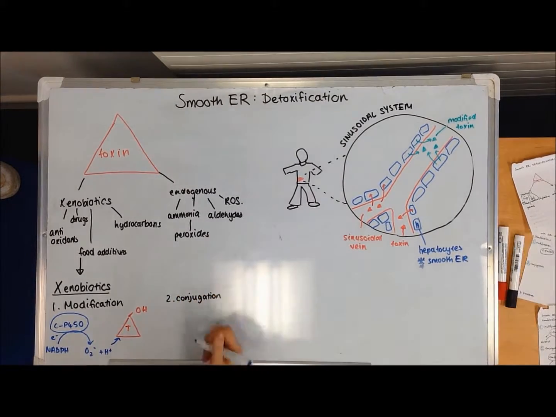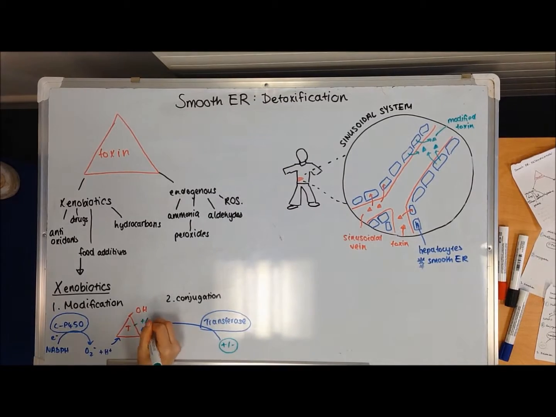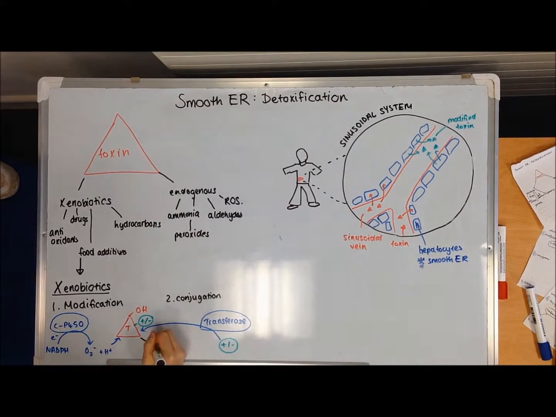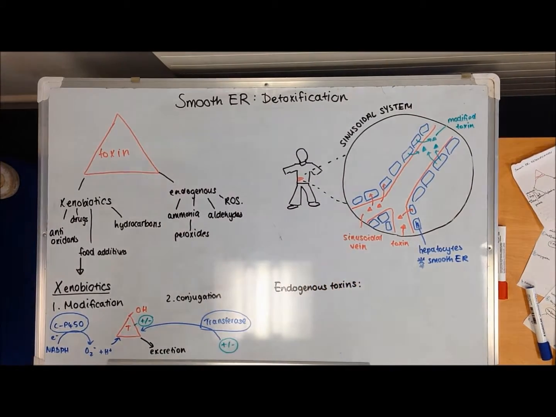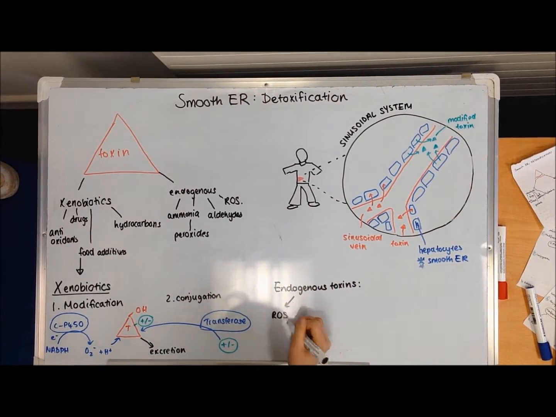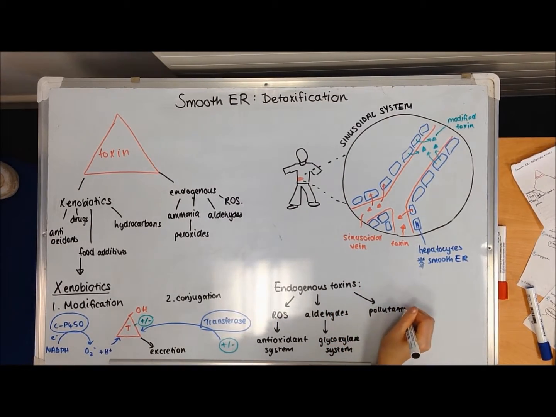Conjugation. Transferase enzymes conjugate the now lipophilic toxin with a charged species, enabling it to be targeted for cell excretion. Many different endogenous detoxification systems exist for dealing with the regular influx of natural waste products. For example, an antioxidant system flushes out reactive oxygen species created by all mitochondria. Aldehydes are disposed of via the glyoxalase system, and so on.